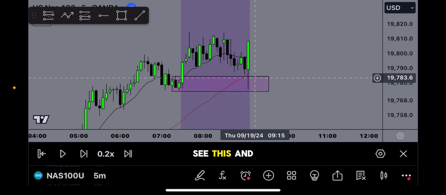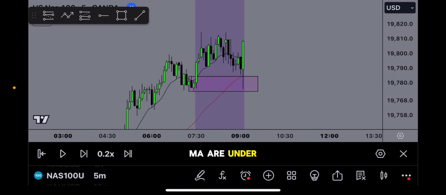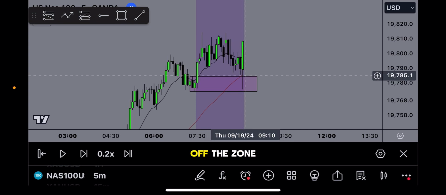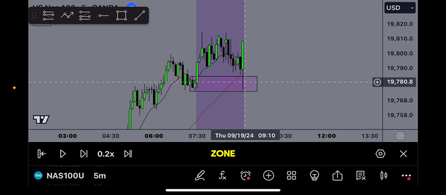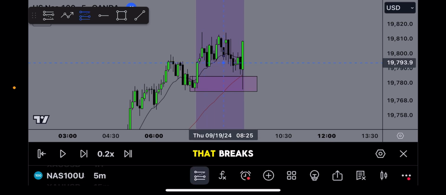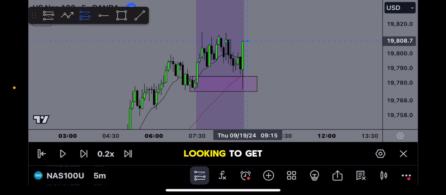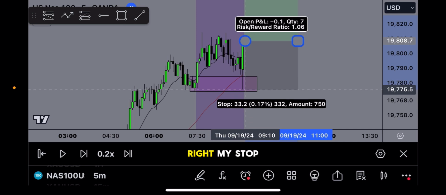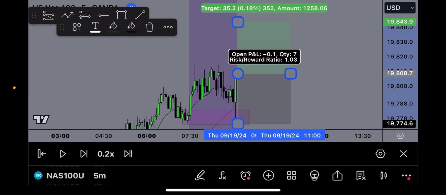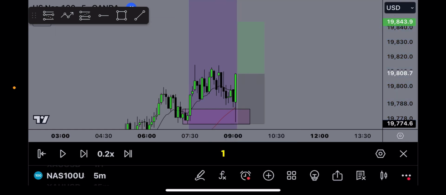So once I see this, and I see 3 MAs are under us, price came in, filling the gap, and rejected off the zone, not breaking the zone, and closed above. The next candle that breaks the high of this candle, I'm looking to get in for buys, right? My stop loss is going to be at the bottom of the zone or at the bottom of the wick, and my take profit 1-to-1.